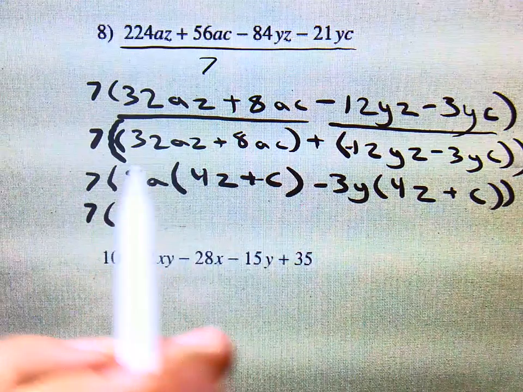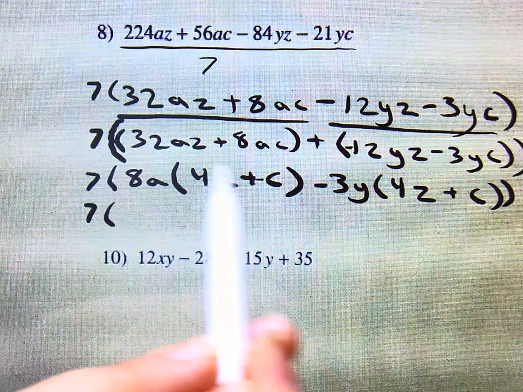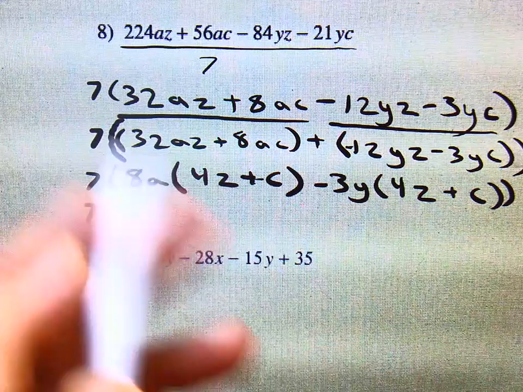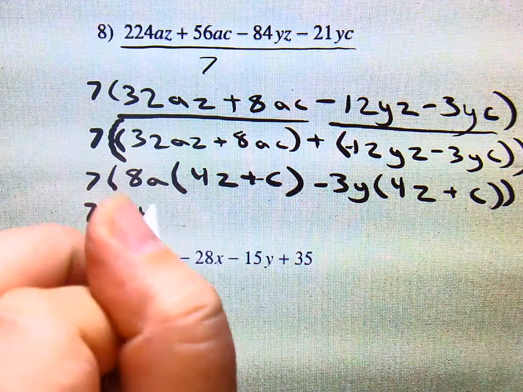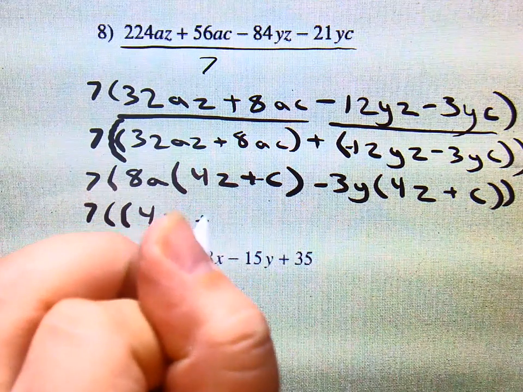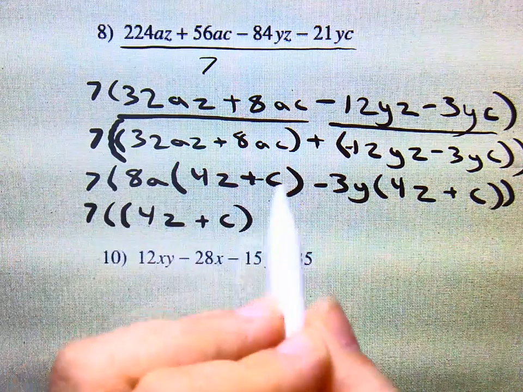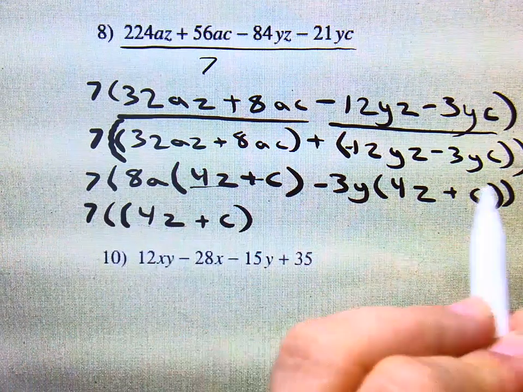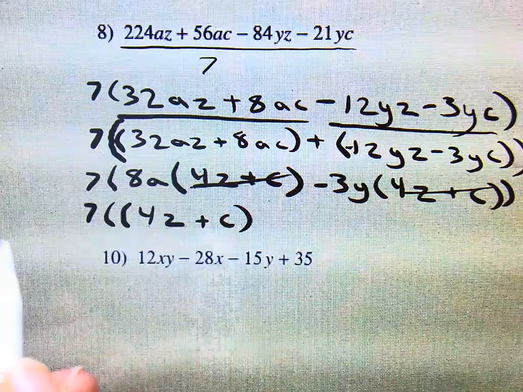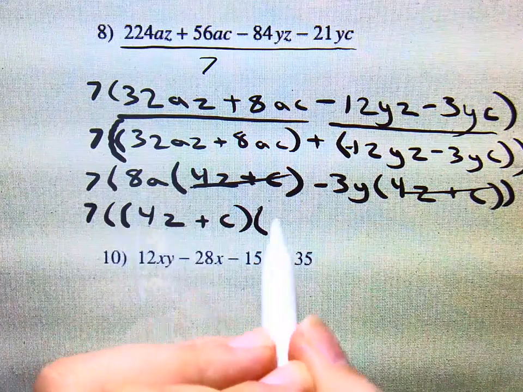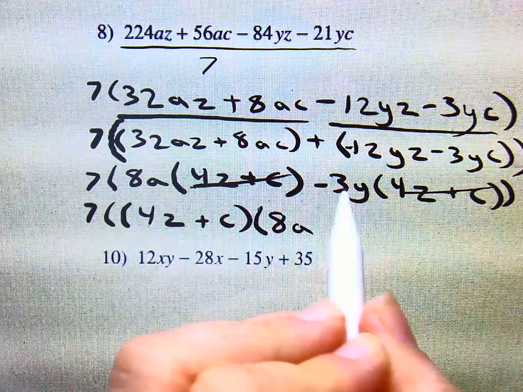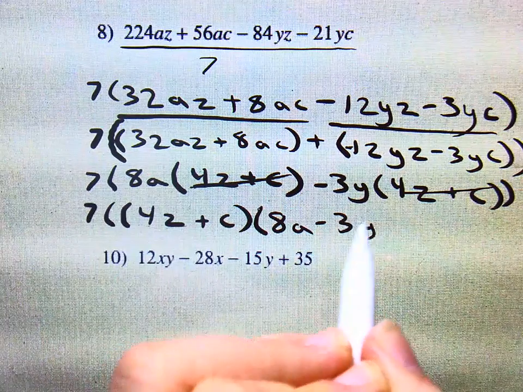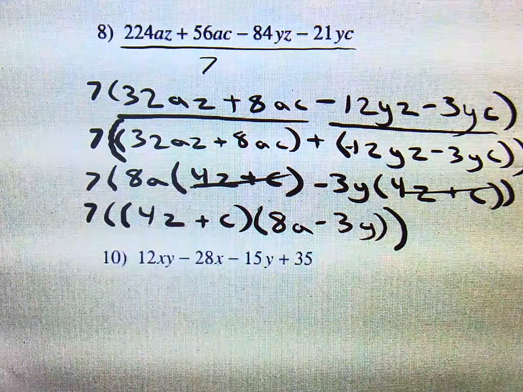So now my common binomial is 4Z plus C. And once I simplify and factor out that, I'm left with 8A minus 3Y, in a double set of parentheses.